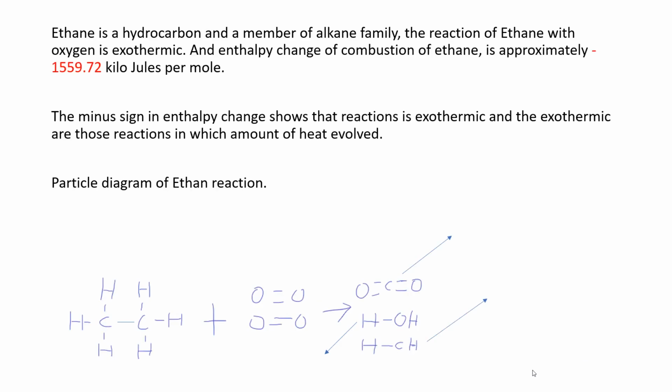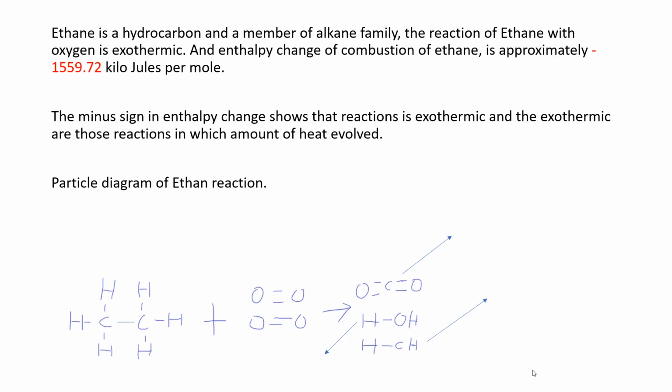Ethane is a hydrocarbon and a member of the alkane family. The reaction of ethane with oxygen is exothermic, and the enthalpy change of combustion of ethane is approximately minus 1559.72 kilojoules per mole. The minus sign in enthalpy shows that the reaction is exothermic. Exothermic reactions are those in which an amount of heat is evolved.